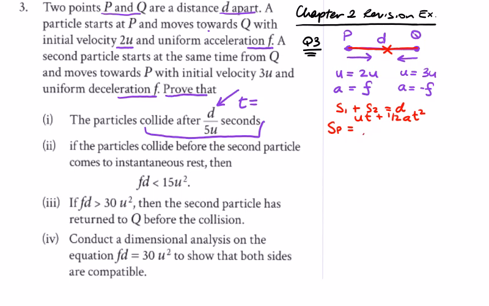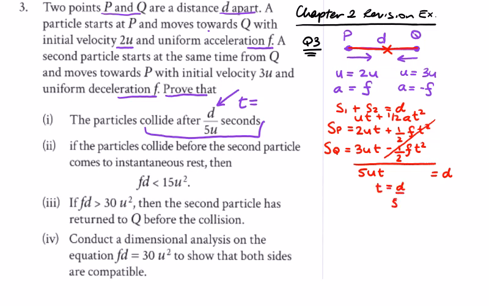We get 2ut plus a half f t squared for P, and the distance travelled by Q will be 3ut minus a half f t squared, and these two things added together will be equal to the distance travelled. So we're going to get 5ut, the ft squared terms will cancel, so the time will be equal to d divided by 5u, which is what they were looking for.